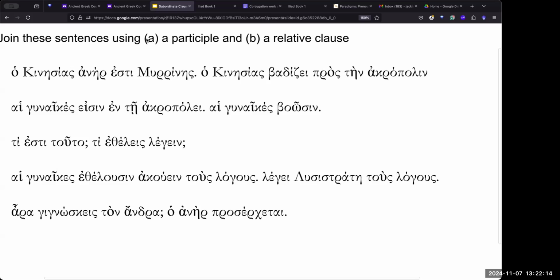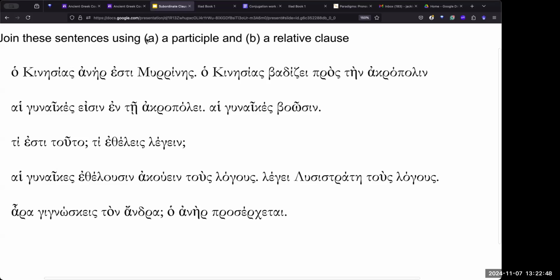Do you know the man? Ton andra, and then ho aner proserketai, and the man is approaching. So, do you know the man who is approaching? So, how would we do that? Do you know the man who's approaching? So, what do you do with this? We have so far ara gignoskes ton andra, man who's approaching.